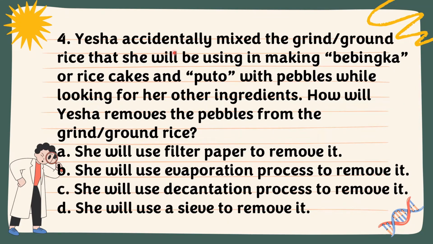Number 4, Yesha accidentally mixed the grind or ground rice that she will be using in making bibingka or rice cakes and puto with pebbles while looking for her other ingredients. How will Yesha remove the pebbles from the grind or ground rice? A. She will use a filter paper to remove it. B. She will use evaporation process to remove it. C. She will use decantation process to remove it. Or D. She will use a sieve to remove it. The correct answer is letter D. She will use a sieve to remove it.